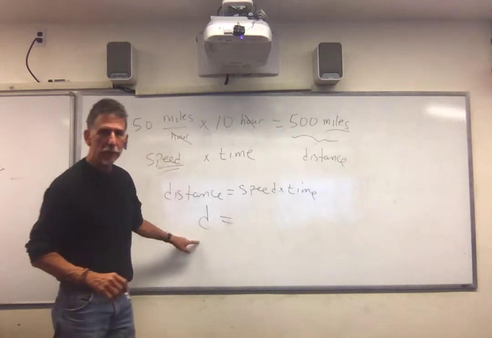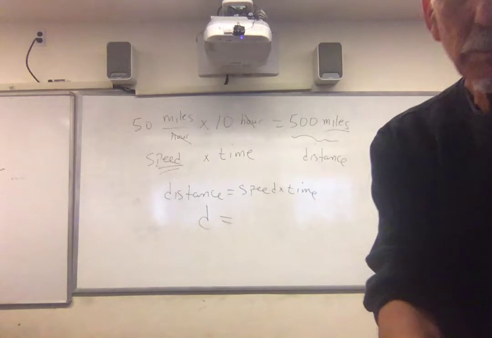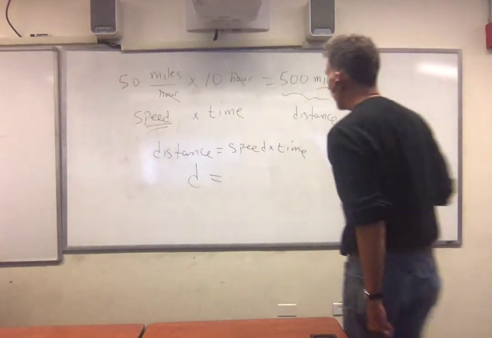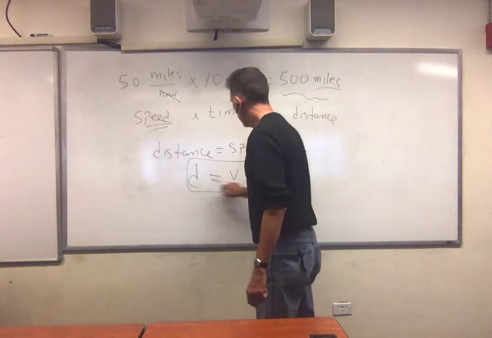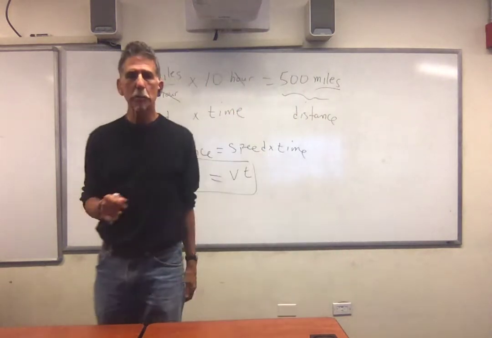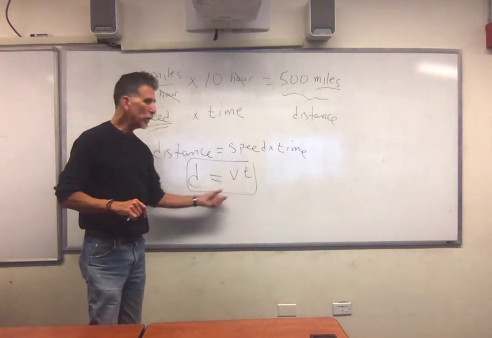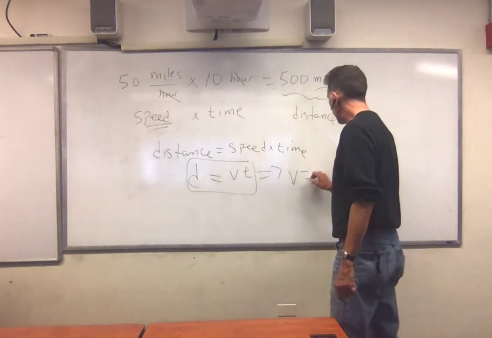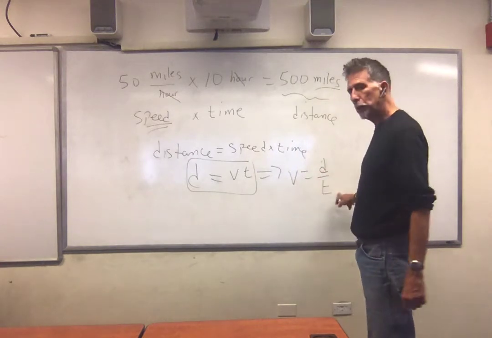I could write distance as d. Don't mix it up with density. Remember we wrote density before, okay? Speed we'll write as v and time as t. Once again, it's in a very simple form. d equals v times t. Using the laws of algebra, we could also solve this for v. v is distance over time. Look at that. Meters per second.